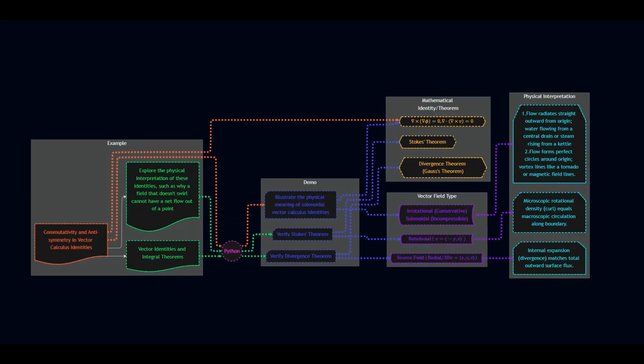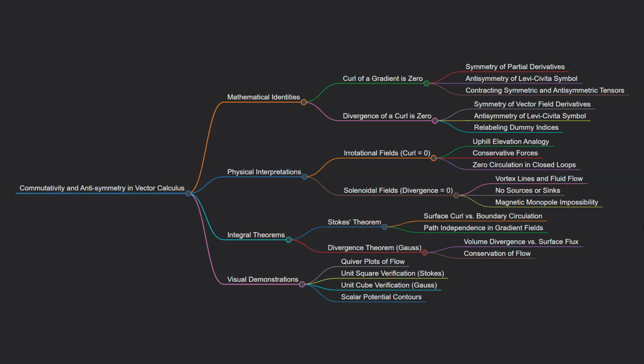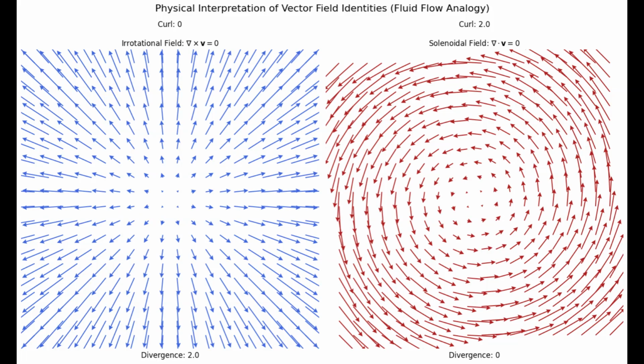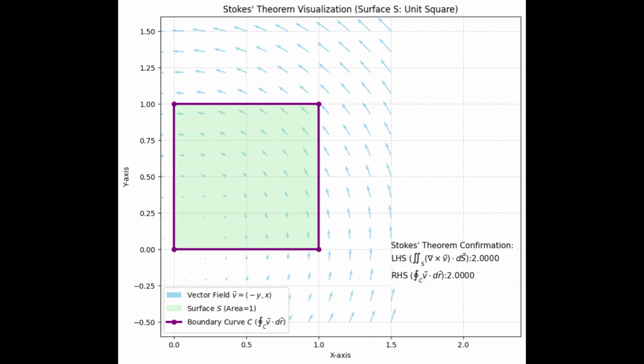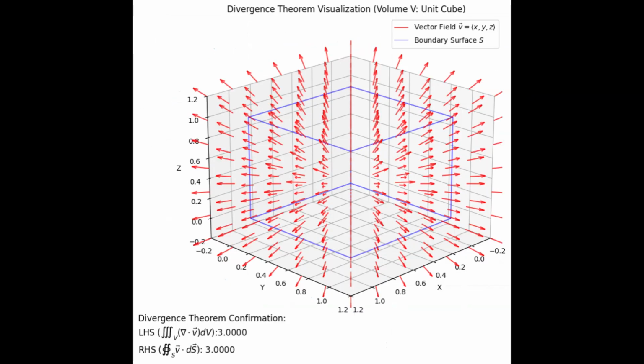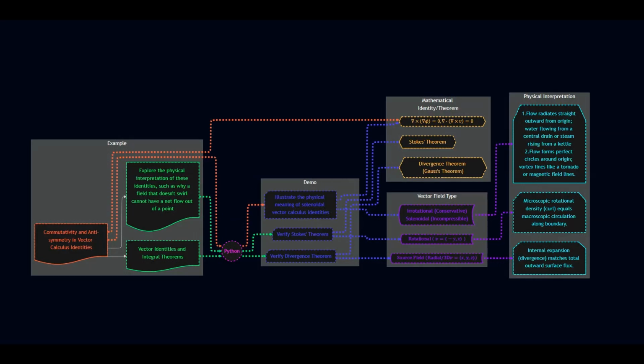Through the big picture theorems, we find a bridge between the microscopic and the macroscopic. One theorem demonstrates that the total amount of swirl across an open surface is identical to the flow around its outer boundary. Another theorem reveals that the total outward flow, or expansion within a solid object, is exactly equal to the amount of fluid passing through its outer skin.